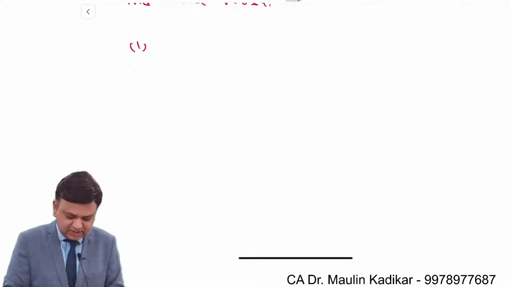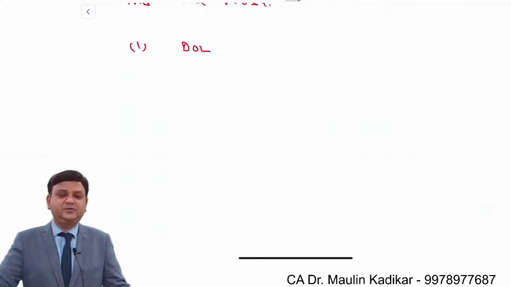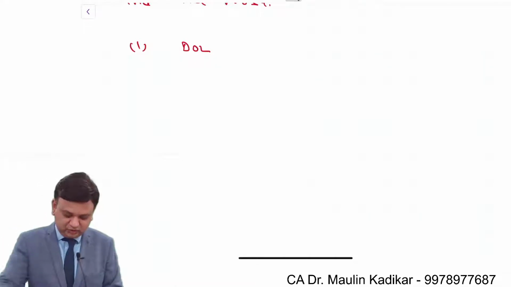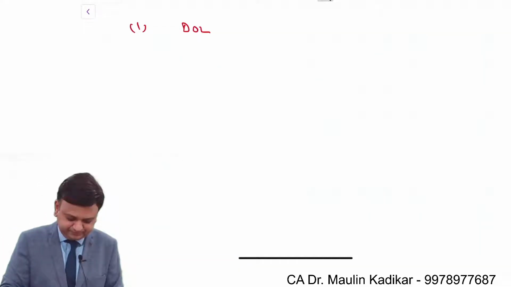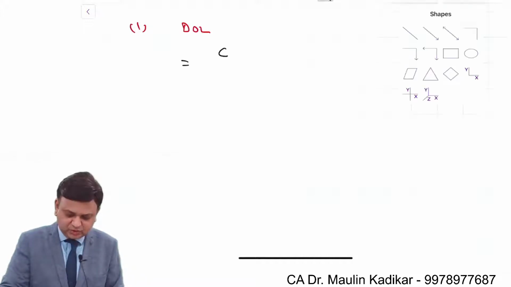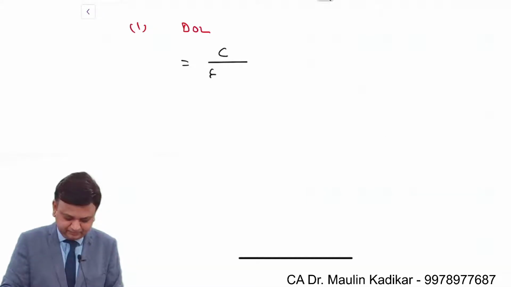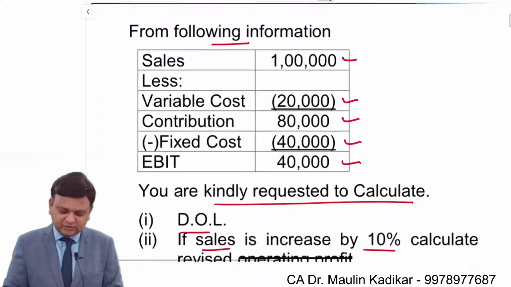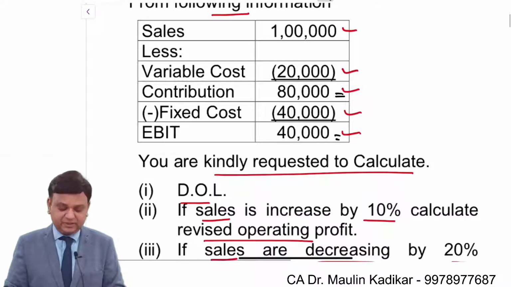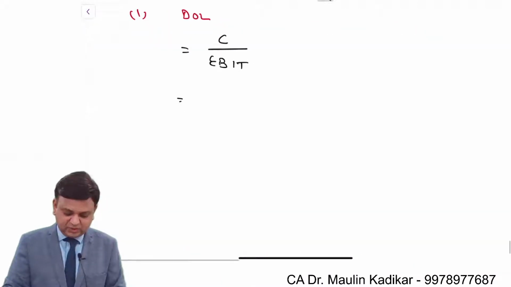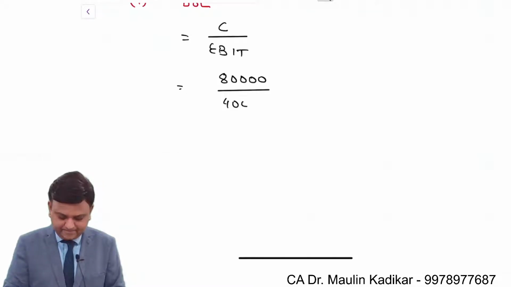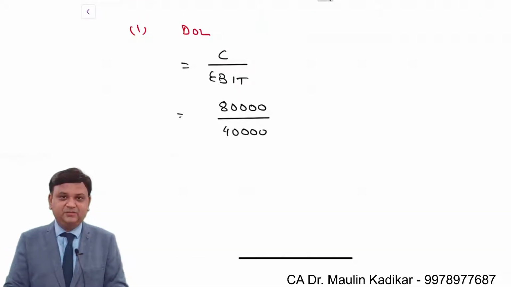Answer of the first question is DOL. I want somebody of you to tell me the answer of DOL. Please write an answer. It is contribution upon EBIT. What is the amount of contribution? 80,000. What is EBIT? 40,000. So here this is 80,000 and this is 40,000. So DOL value is 2.